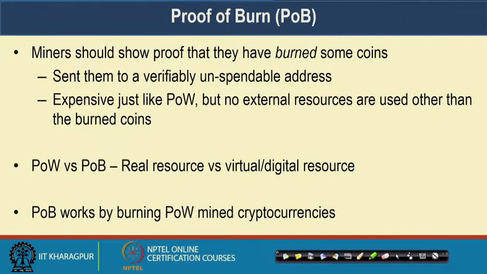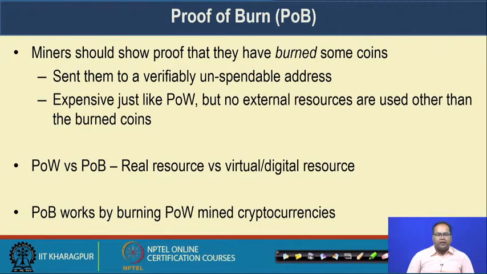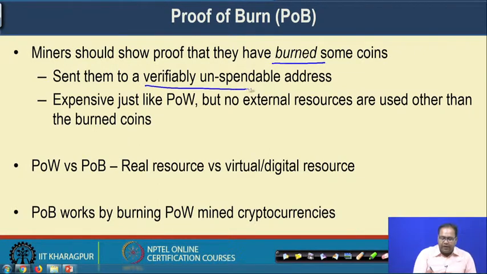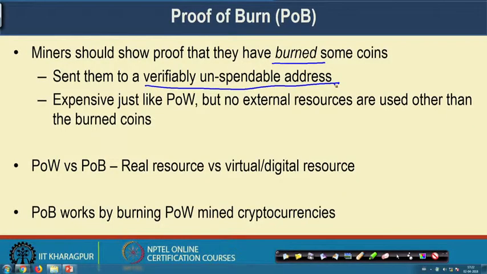So, another consensus mechanism that has been discussed widely in the literature is called proof of burn. In case of proof of burn, the miner should show a proof that they have burned some coins. By burning, they have to send them to a verifiably unspendable address, and during the discussion of Bitcoin script, we have shown you how you can write a script through which you can send some Bitcoin to a verifiably unspendable address where no one will be able to spend that Bitcoin. So, you have to burn that coin. So, the idea here is that it is as expensive as proof of work.